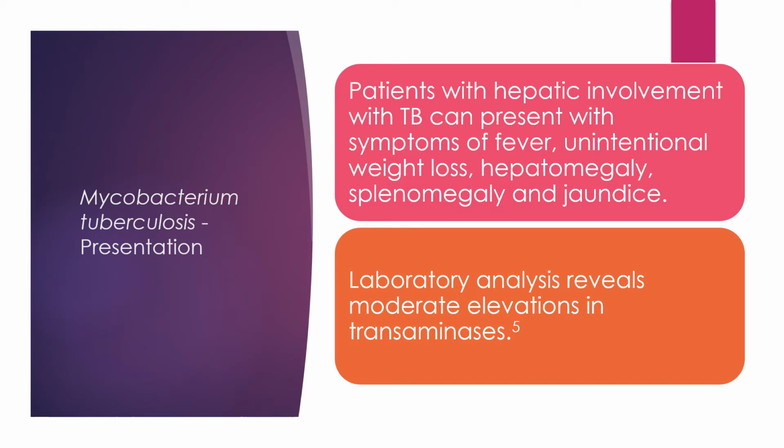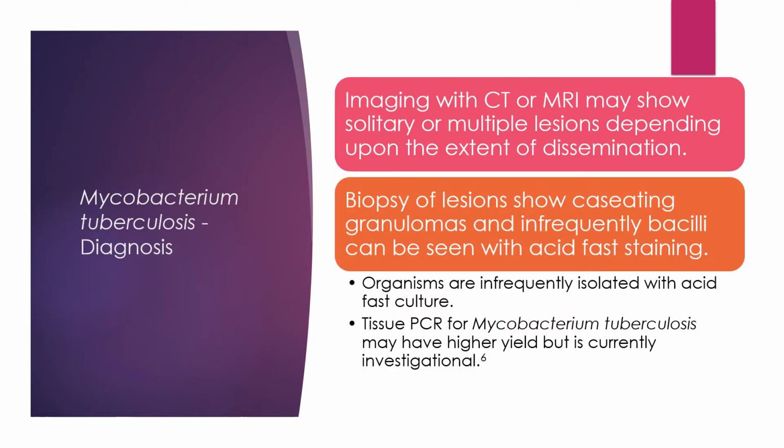Presentation. It fits in the general picture of someone with tuberculosis. Patients can present with fever and unintentional weight loss, but clearly with involvement in other organs, hepatomegaly, splenomegaly, and subsequently jaundice. Elevations in transaminases are typically modest or moderate.